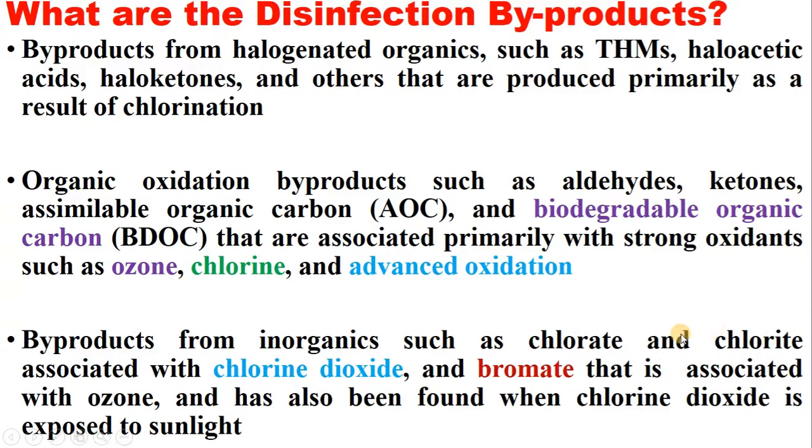We monitor these two very well to be sure that all are removed from the treatment process. Otherwise, they are very dangerous. Some of them have been linked to cancer. At the same time, if we use ozone in water that contains carbonate and bicarbonate, then we expect bromate as a byproduct. Still, if the water is being treated with chlorine dioxide and exposed to sunlight, we expect the same bromate as a byproduct.